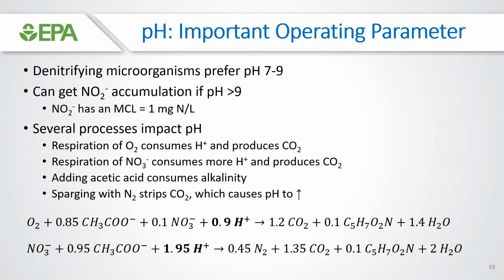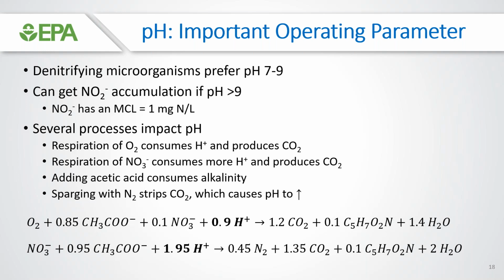So as I hinted, pH is an important operating parameter. Denitrifying bacteria prefer pH in the range of 7 to 9, so they're not as picky as nitrifiers, but there is still this preferred range, and if the pH gets above that, then we can see nitrite accumulation.